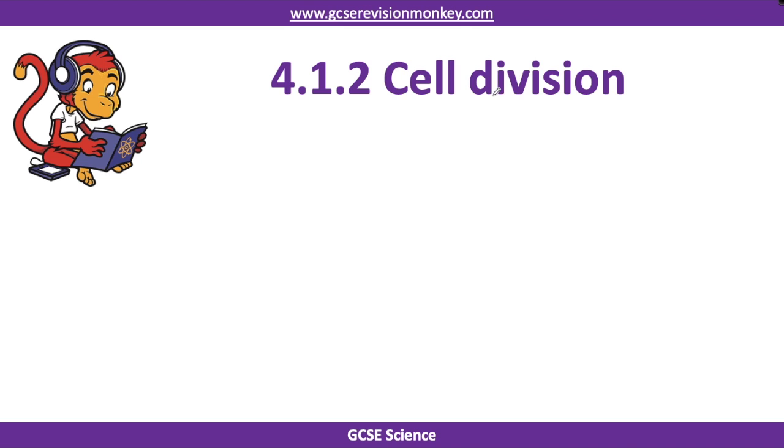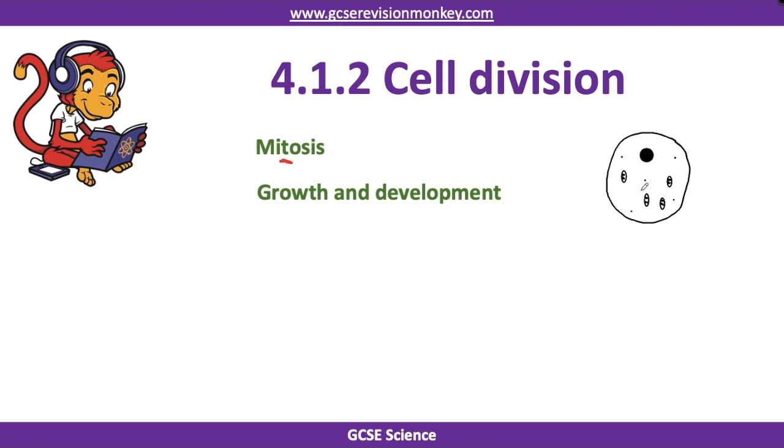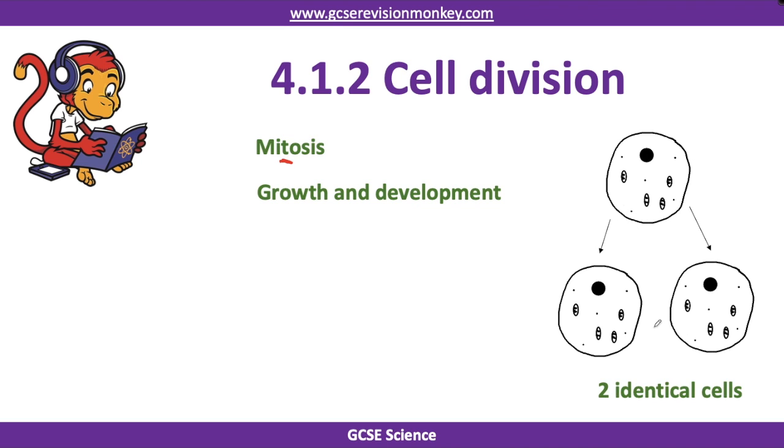So the type of cell division that we're going to be talking about in paper 1 is mitosis. So this one must be spelt correctly because it sounds very similar to meiosis, which comes up in paper 2. So mitosis is the cell division we need to focus on, and that's for growth and development in multicellular organisms. And essentially we're talking about one body cell replicating to form two identical cells.